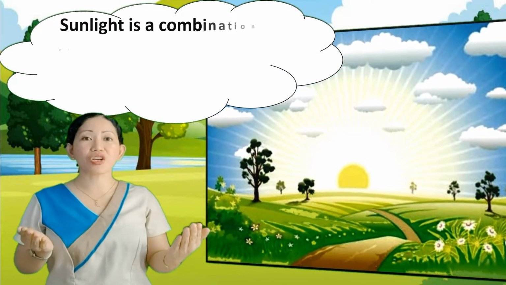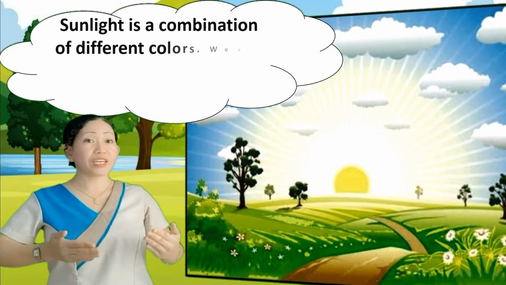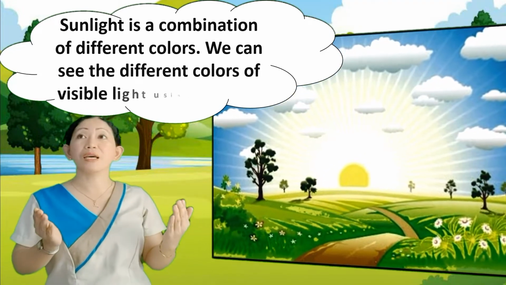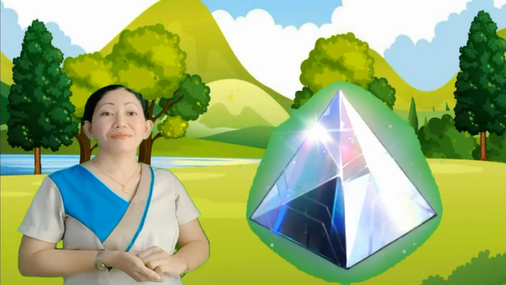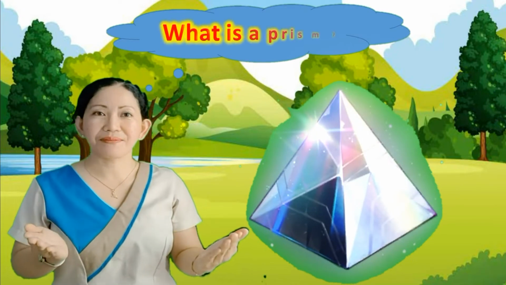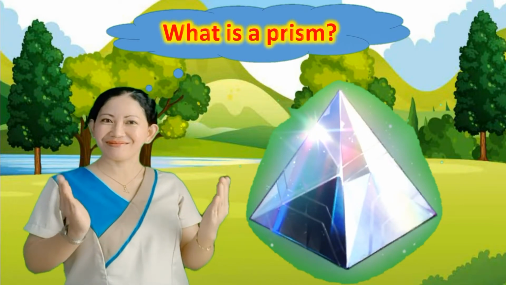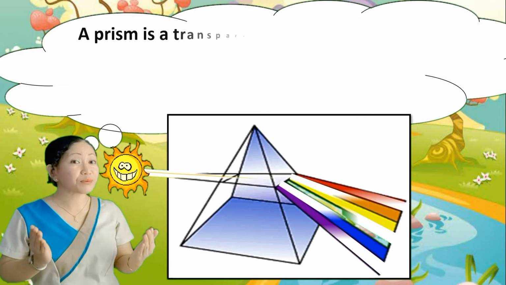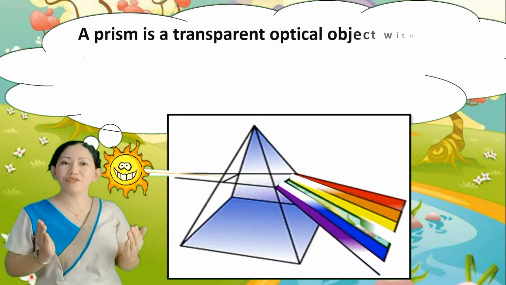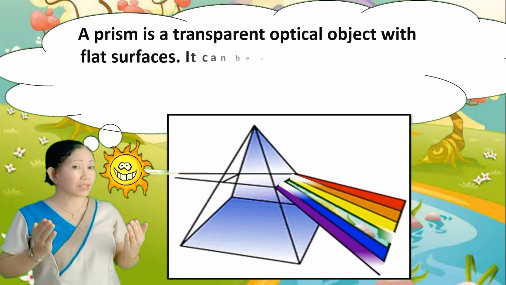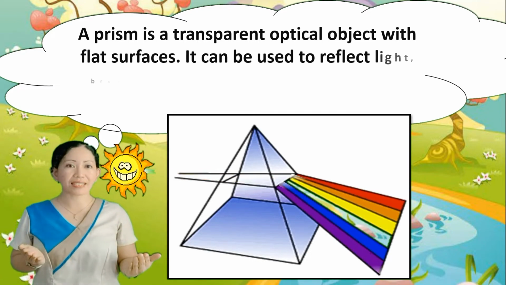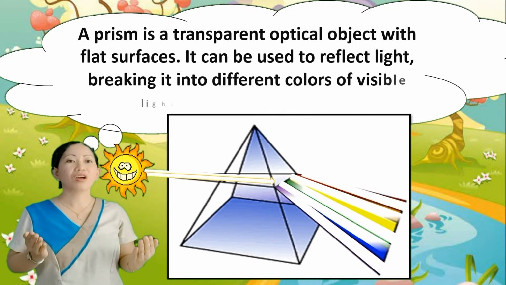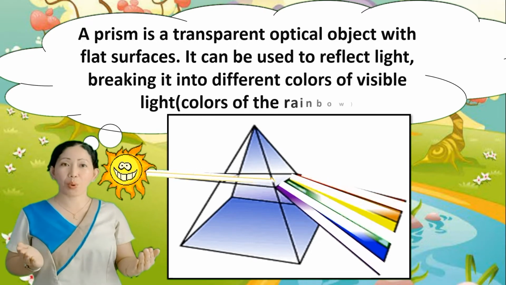Sunlight is a combination of different colors. We can see the different colors of visible light using a prism. What is a prism? Alright, a prism is a transparent optical object with flat surfaces. It can be used to reflect light, breaking it into different colors of visible light, colors of the rainbow.